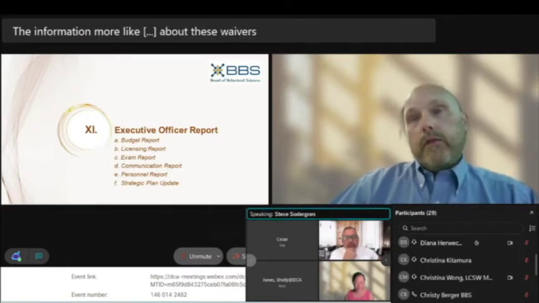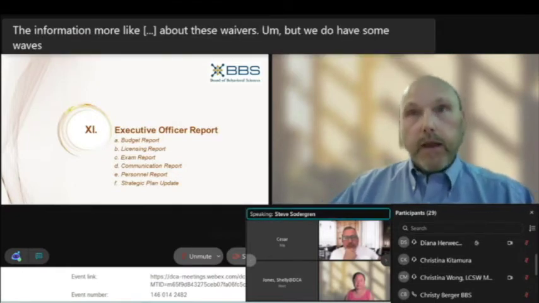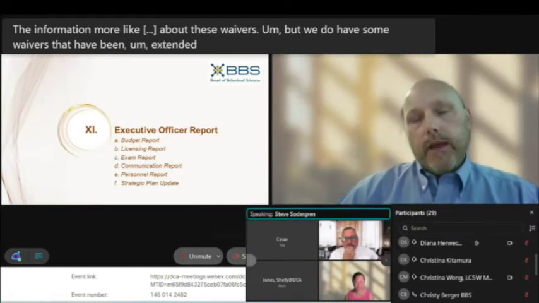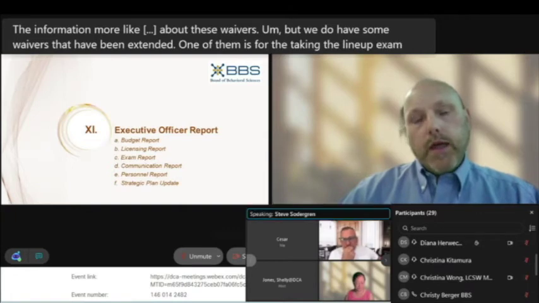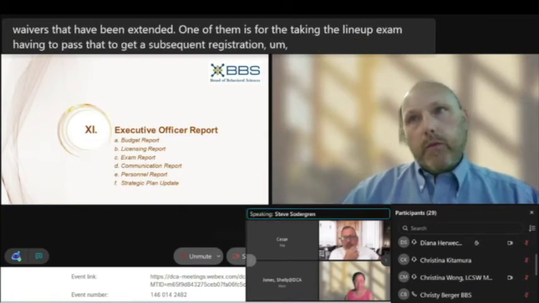But we do have some waivers that have been extended. One of them is for taking the law and ethics exam, having to pass that to get a subsequent registration. That has been extended to October 31st.